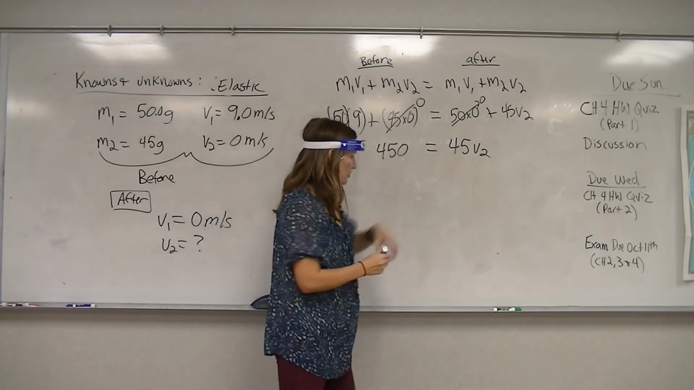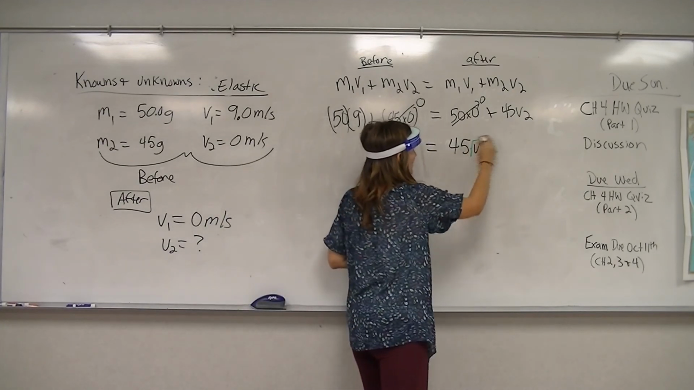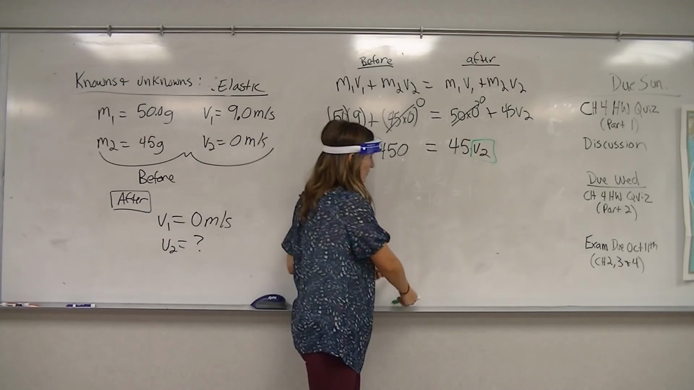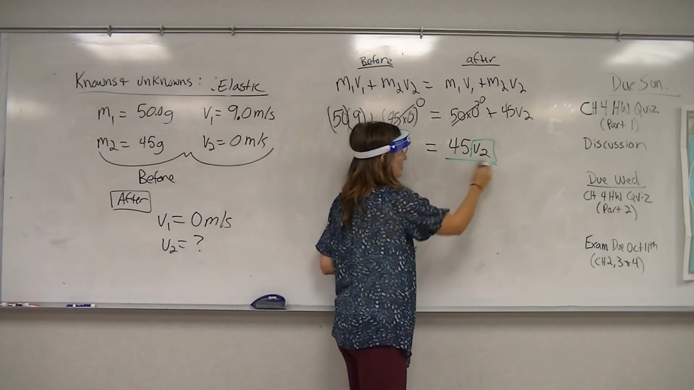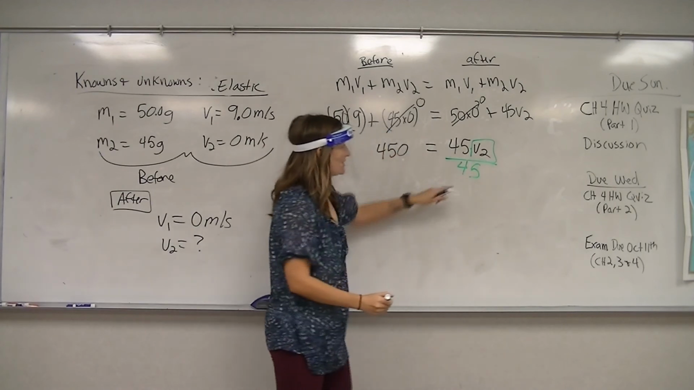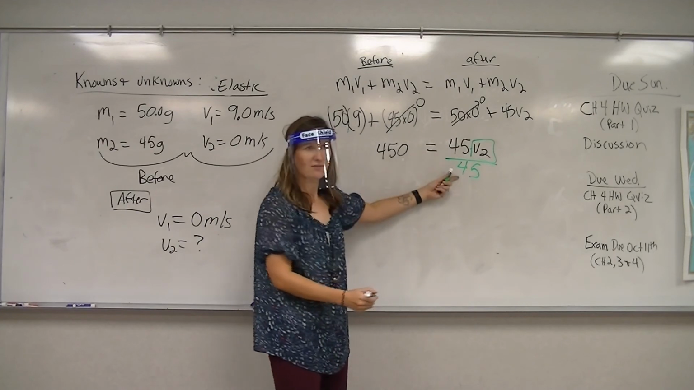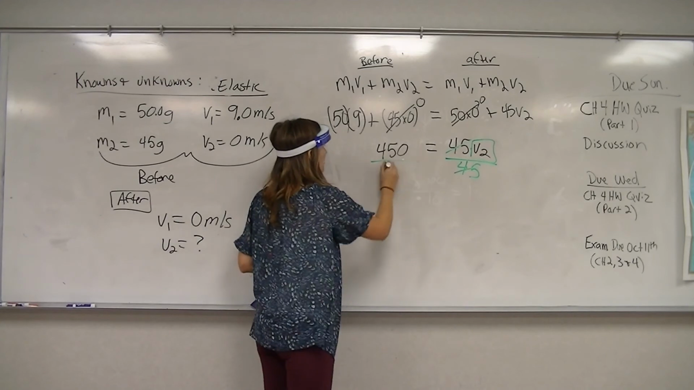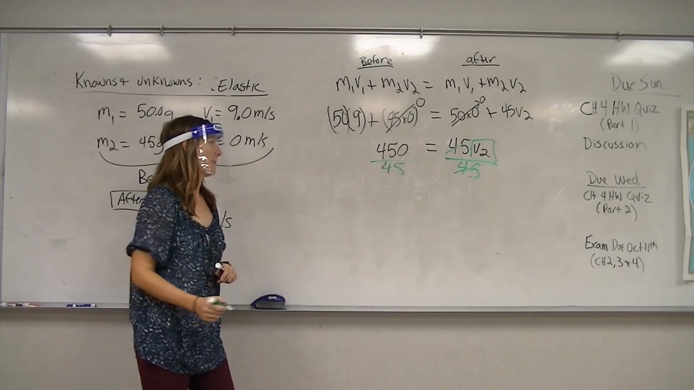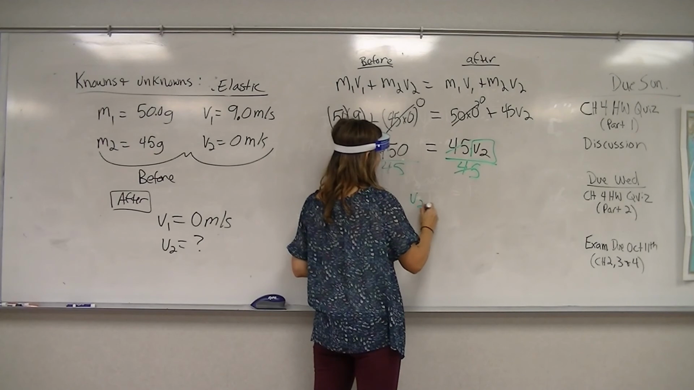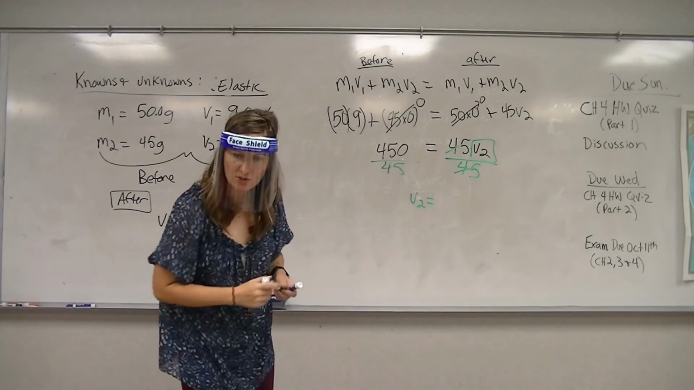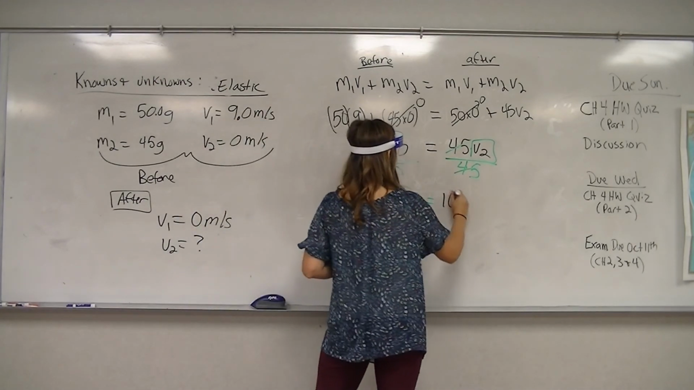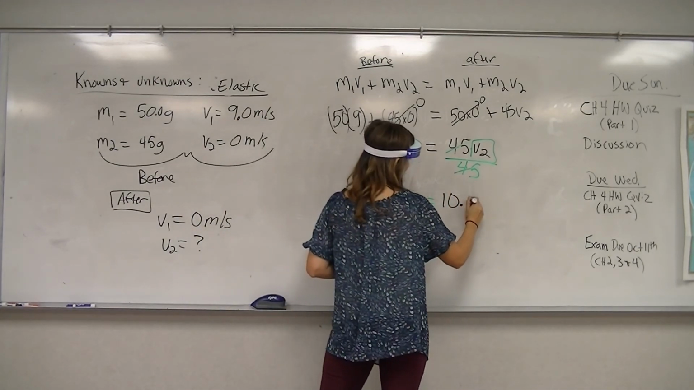So I want V2 by itself. This is just like if they were variables. I'm taking 45 and multiplying it by V2. I want to get rid of the 45, so I'm going to do the opposite of multiplication, which is division, and divide by 45. 45 divided by 45 is just equal to 1, right? So it cancels. But I have to make sure to also divide by 45 on that side. So V2 is equal to, and I need 2 sig figs, is that right? Yes. 10 meters per second.